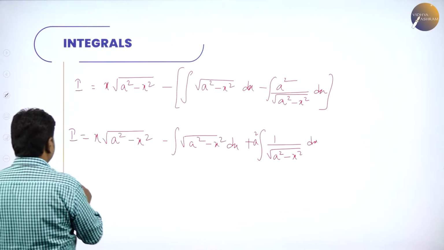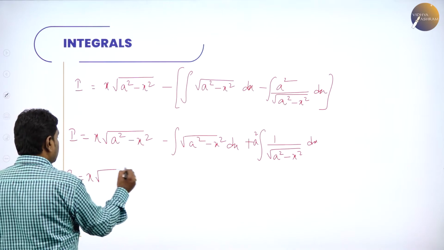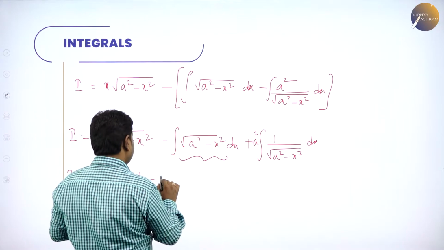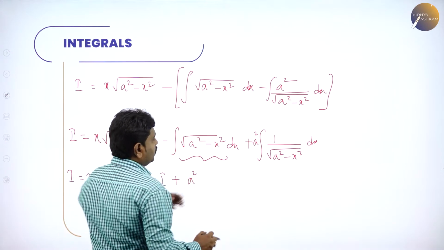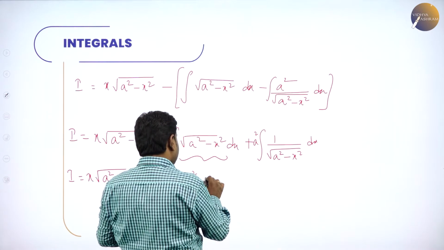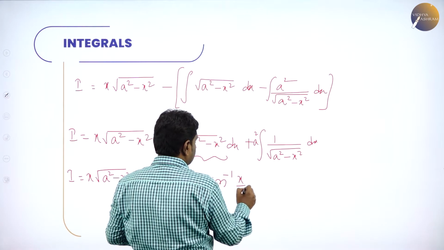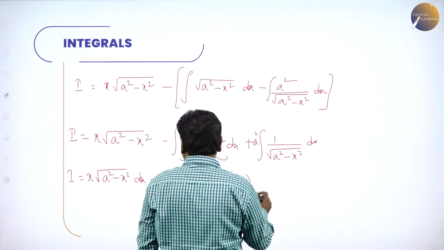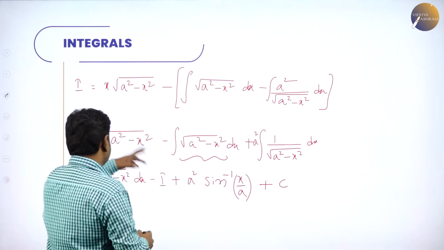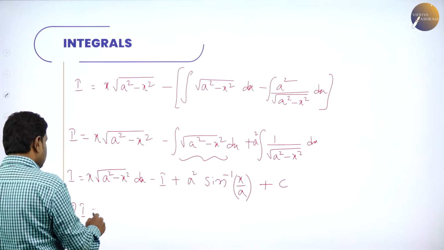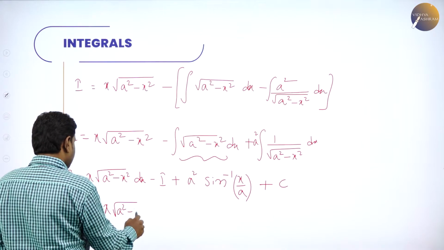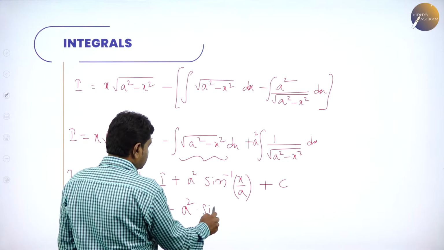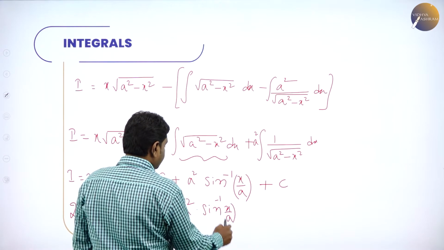So now simplify this. I is equal to x into root of a square minus x square minus, I can say this is the given problem I, plus a square, and you know the integral of this is sin inverse x by a. In the formula list we have integration of 1 by root of a square minus x square is sin inverse x by a plus c. Now minus I, bring this to this side, it will become 2I. I plus I is equal to x into root of a square minus x square plus a square into sin inverse x by a plus c.